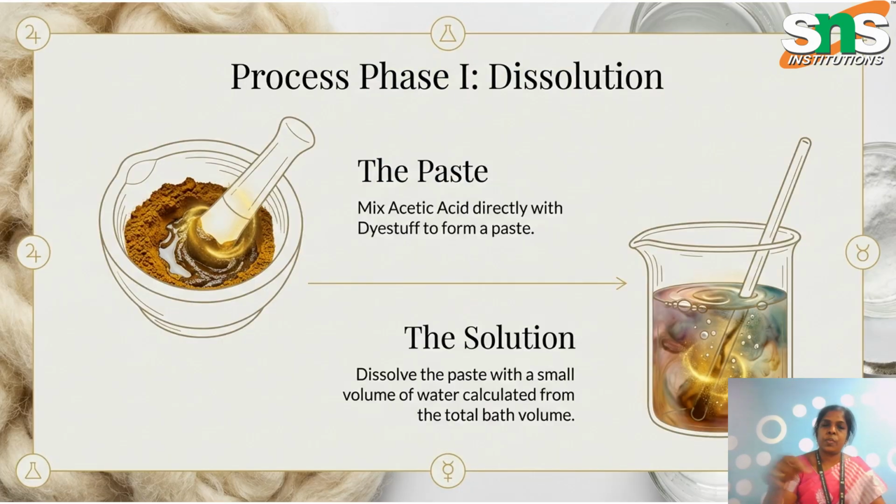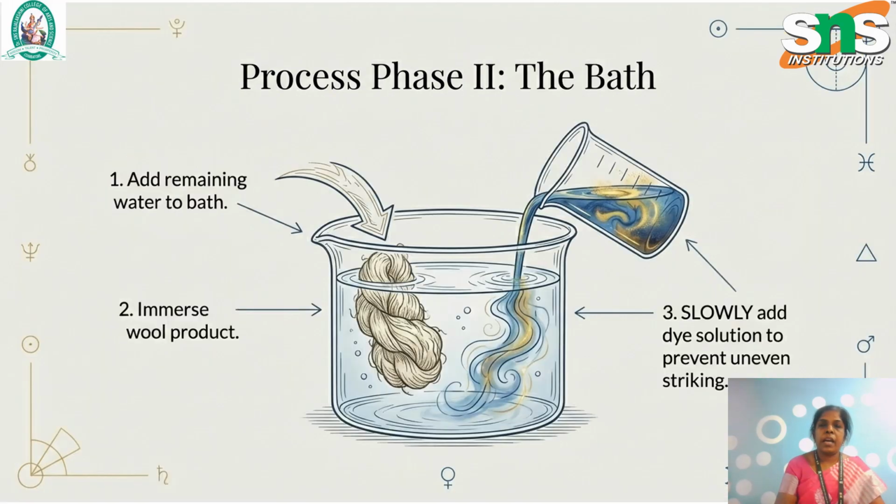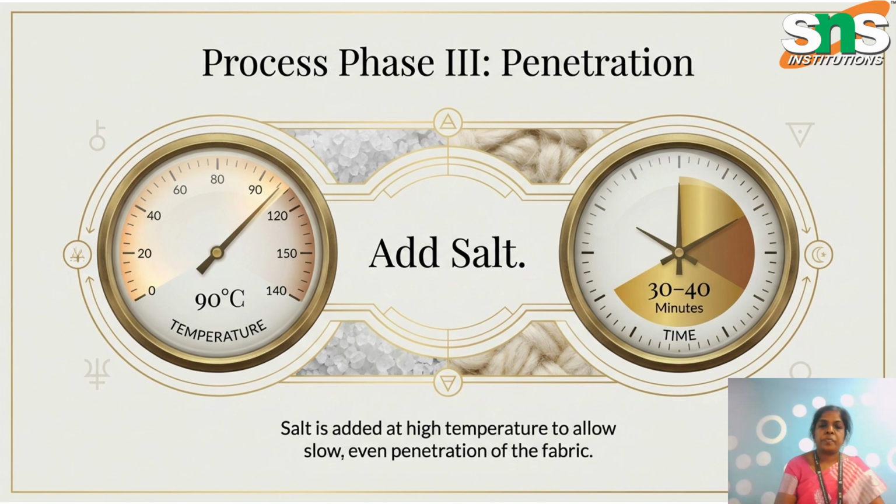First, the dye is mixed with acetic acid to form a paste, and it is then made into a solution with the calculated quantity of water. Now add the remaining water to the bath, immerse the wool product and slowly add the dye solution to prevent uneven striking. After some time, salt is added at a higher temperature to allow slow, even penetration of the fabric.